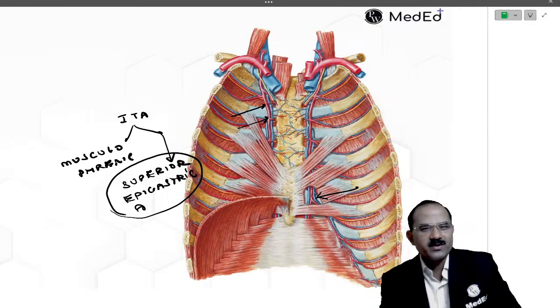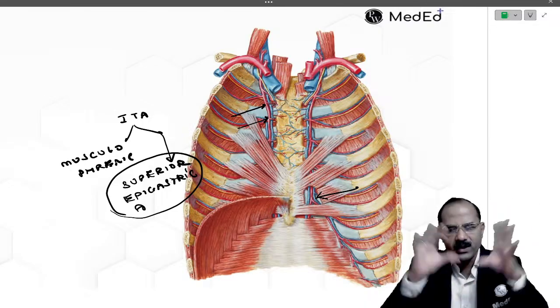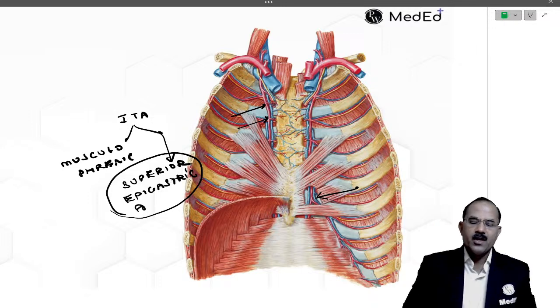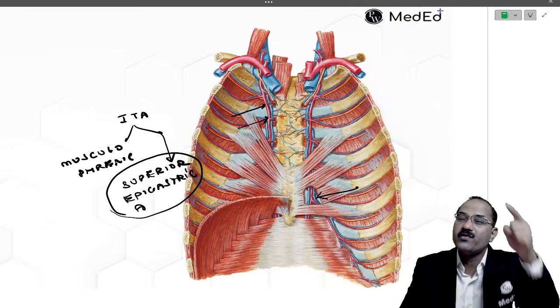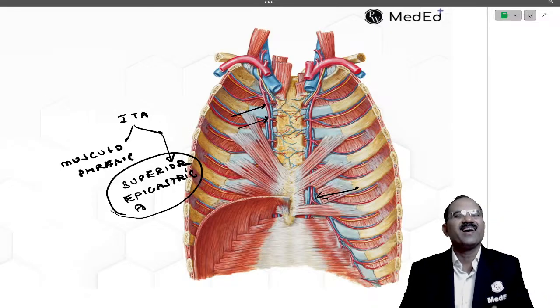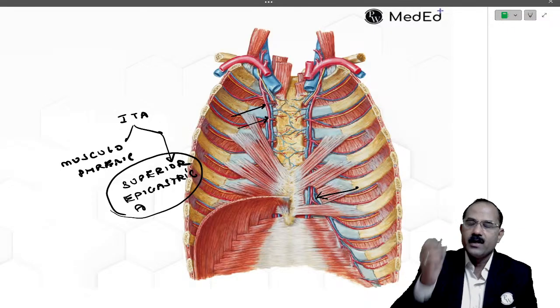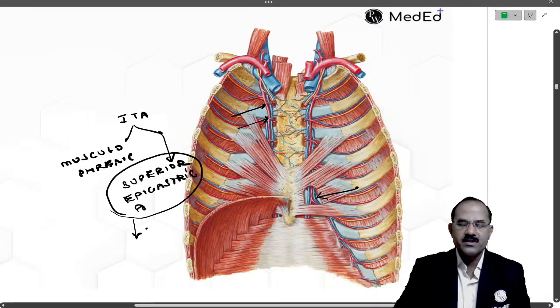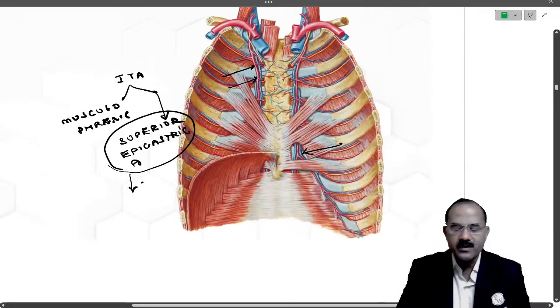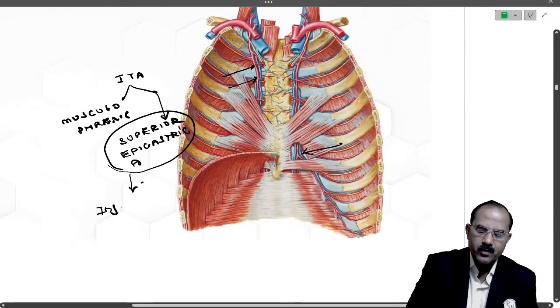Good. Try to answer, try to recollect. Very good. So it will be a quick revision. It will be a quick go through the entire session. Okay, fine. So superior epigastric artery, right? So this is superior epigastric. Superficial epigastric is a branch of femoral artery. Very good. Now this superior epigastric artery will enter the abdomen, right? It will anastomose with the inferior epigastric artery.